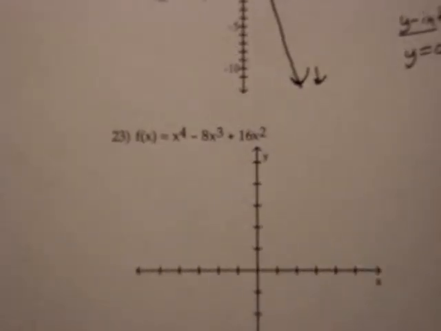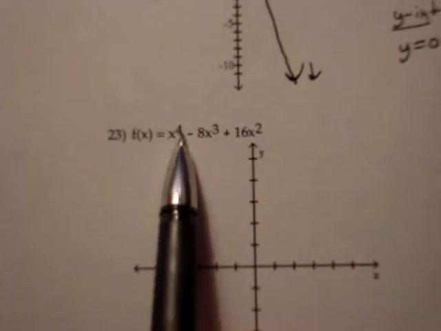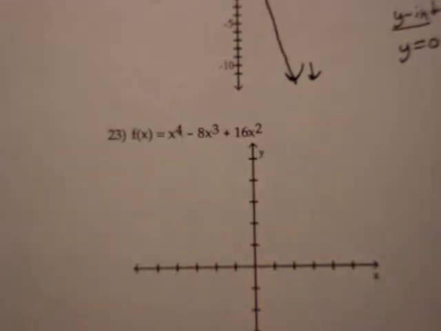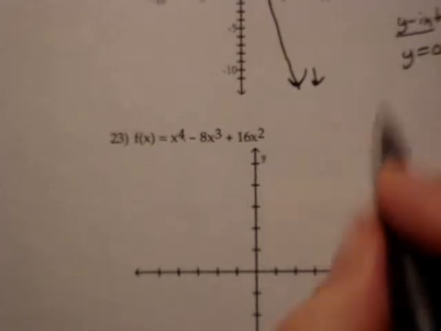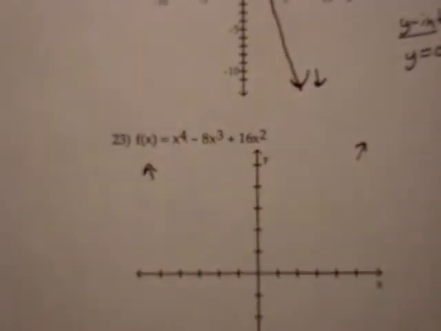Let's do 23. End behavior first. This is a fourth degree polynomial, so the ends are going to go in the same direction. The leading coefficient is positive 1, so I know they're both going up. I'll tell you what the y-intercept is right away. It's 0 again. If x is 0, y is 0.